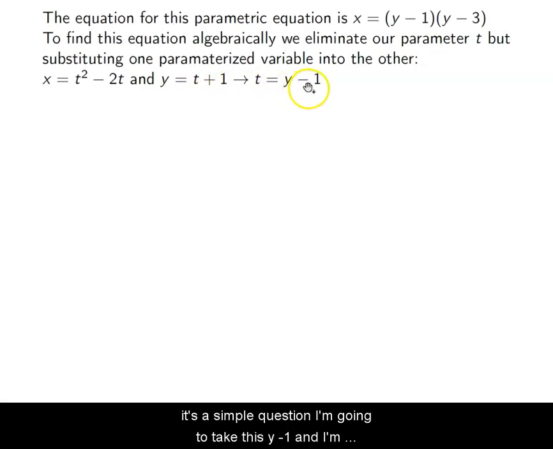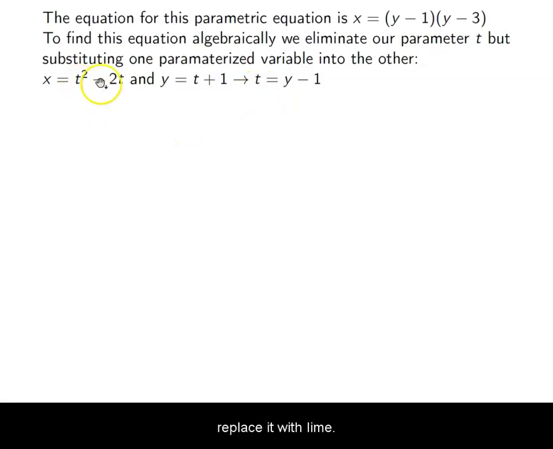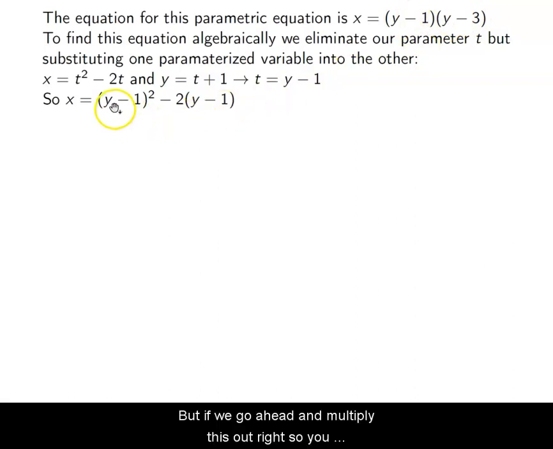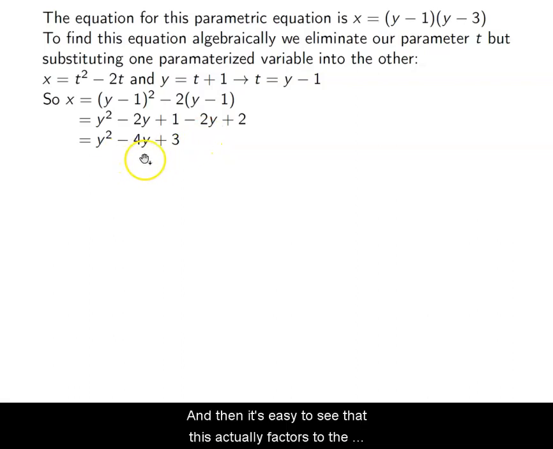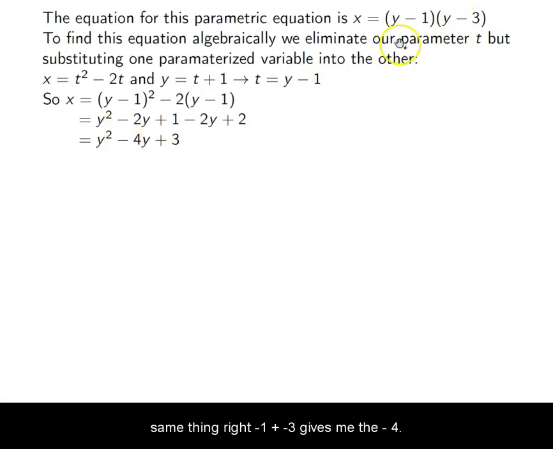I'm going to take this y minus 1 and plug it into my x. So everywhere I see t, I replace it with y minus 1. So y minus 1 squared minus 2 times y minus 1. It's not quite our equation yet, but if we multiply this out, expand this, distribute this negative 2, and combine like terms, it's easy to see that this actually factors to the same thing. Negative 1 and negative 3 gives me the negative 4, and negative 1 times negative 3 gives me the positive 3. And it factors to the same equation.